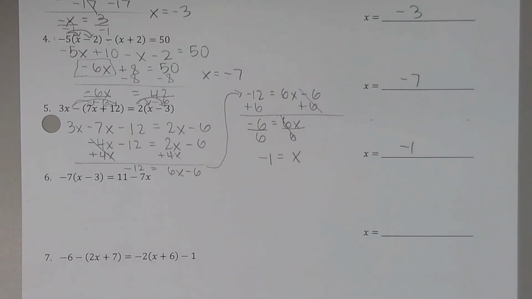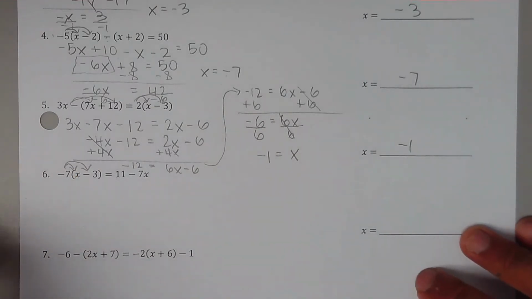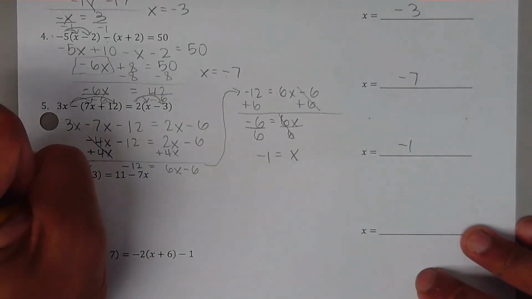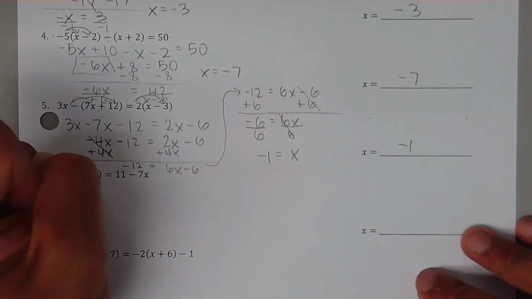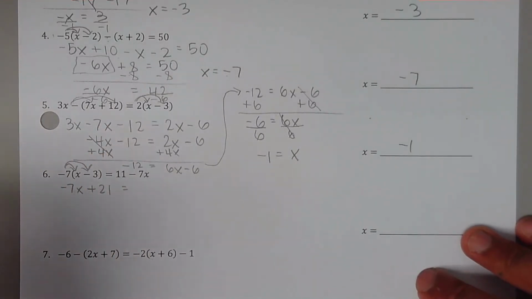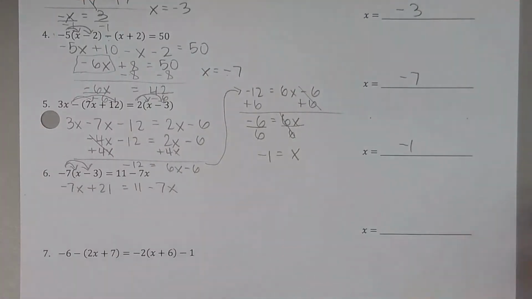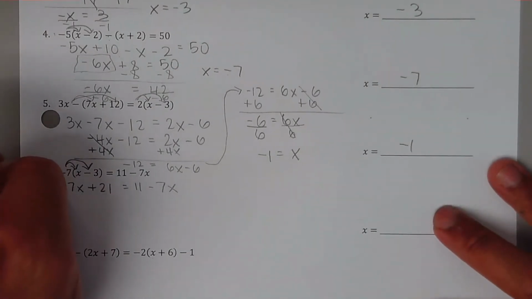All right, question number 6. We go ahead and distribute that -7 to that x and that -3. We get -7x plus 21 is equal to 11 minus 7x. All right, so we have a -7x over here. We can add 7x to both sides.